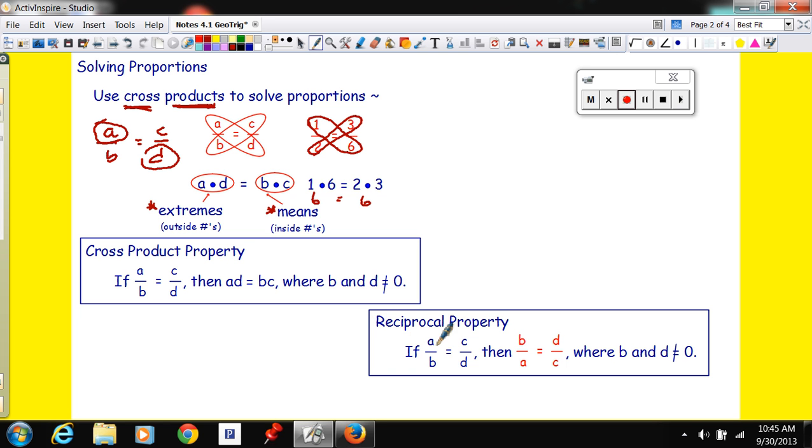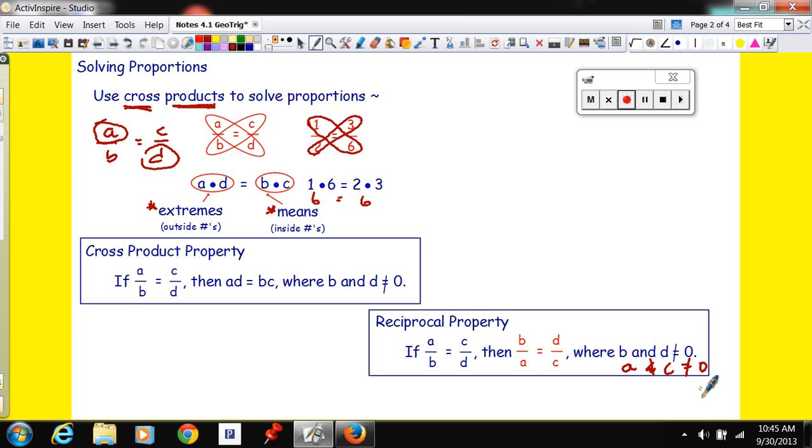Okay, reciprocal property. If you have A over B equals C over D, and you flip over the B over A, then you can also flip over the D over C. And here B and D cannot equal 0. And A and C really can't equal 0 either, because if A and C are 0 and you flip it over, then it's not going to work, because then A and C would be on the bottom. So we should also put A and C not equal to 0 as well.